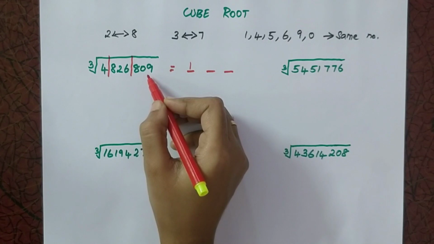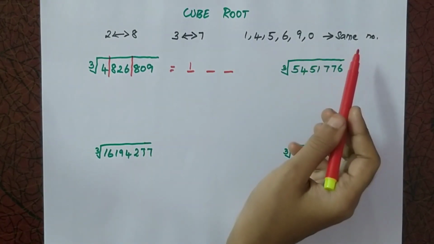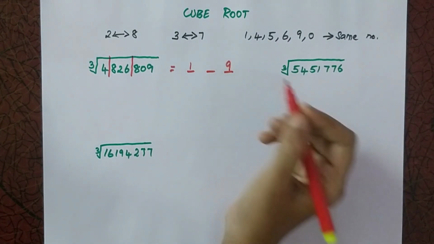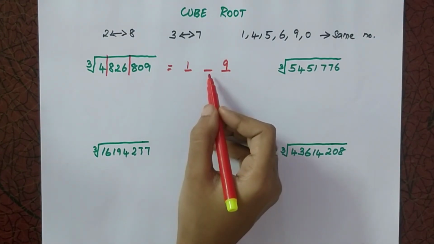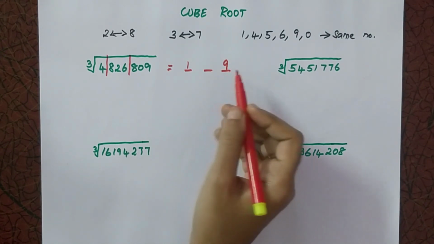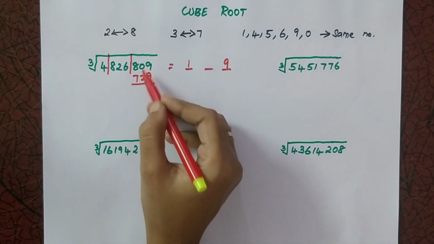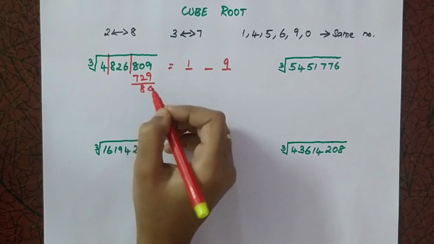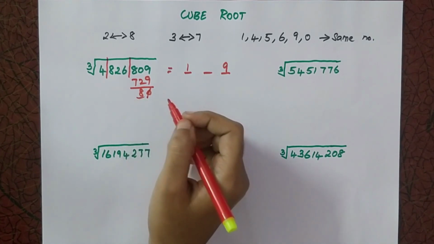And then the last digit is 9. So if you see 9, the answer also will end with the same number. So my last digit would be 9. So we have to find this middle digit. For finding this, we have to consider the cube of the last digit. Last digit is 9, so the cube of 9 is 729. So we have to find the difference between these two. So 9 minus 9 is 0 and then 8. You will get 80 here. So we can ignore this 0 and consider only this 8.